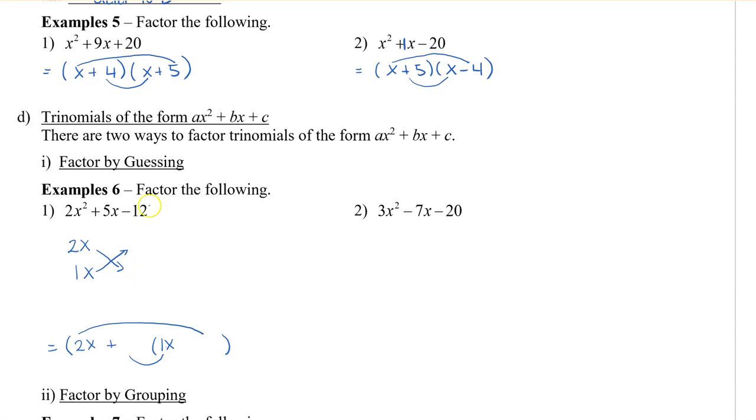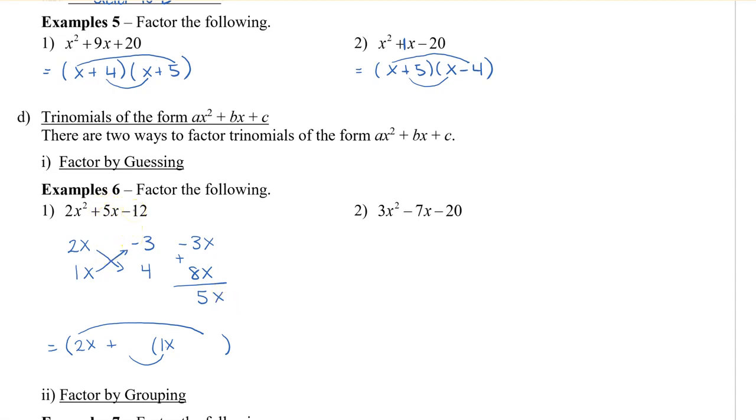So let's change them around and see if that works. I'm going to put negative 3 here, and now positive 4. So what I have is 2x times 4, which gives me 8x. X times negative 3 gives me negative 3x. When I add these two together, I get 5x. Great, that's the middle term that I want.